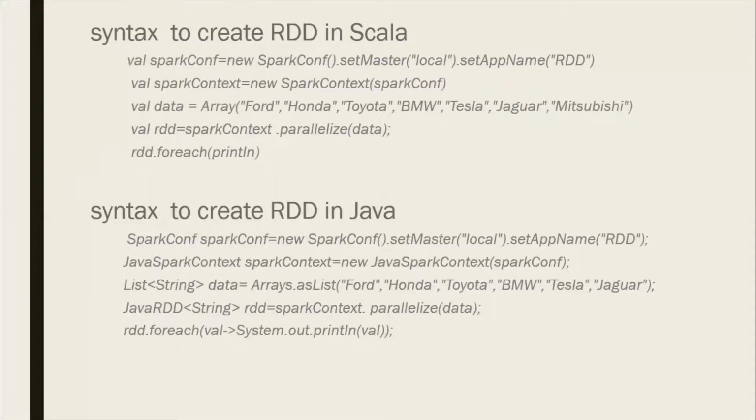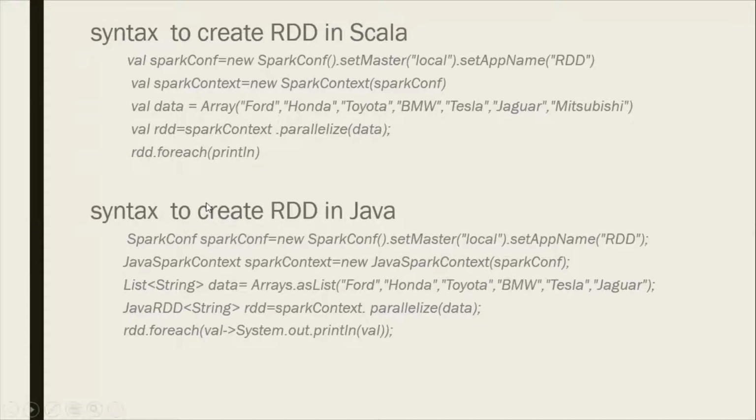Let's see the syntax to create one. In Scala, as usual, we have to create the Spark conf, and later we have to create a Spark context. I have created an array of vehicle companies like Ford, Honda, Toyota, BMW, Tesla, Jaguar, and Mitsubishi. I'm converting it with the parallelize method in the Spark context. Later, if you want to see all the data in the RDD, we have to go for foreach. Let's see how to create the same thing in Java.